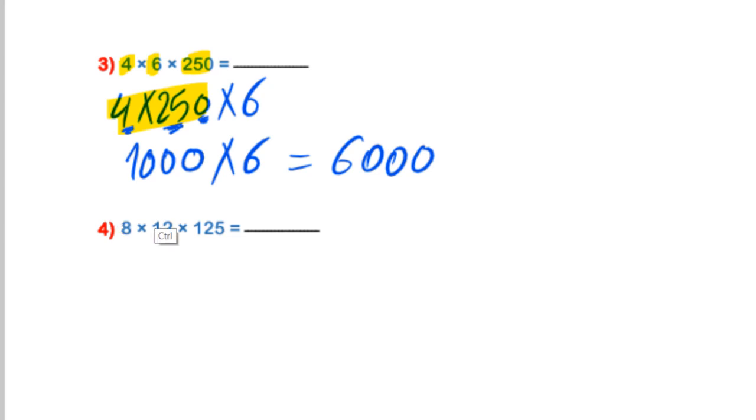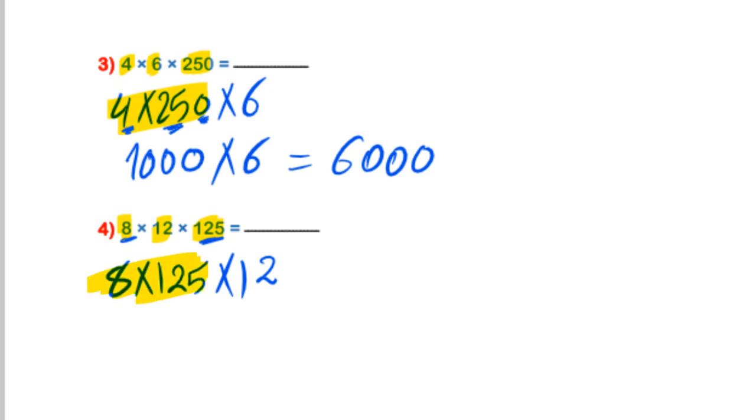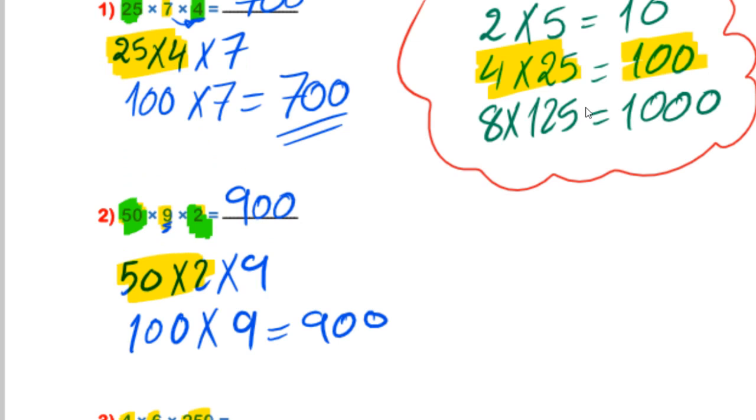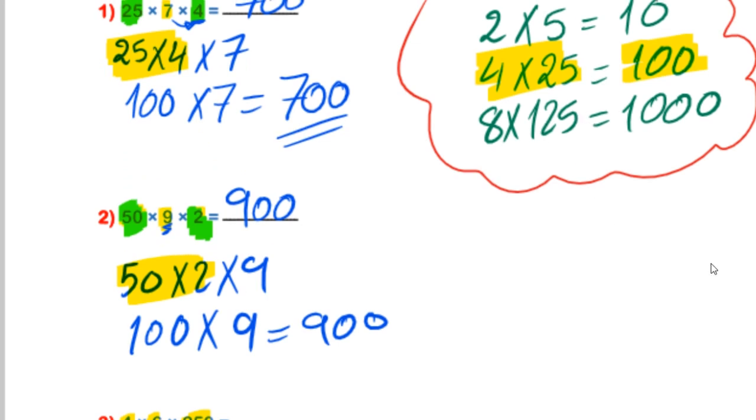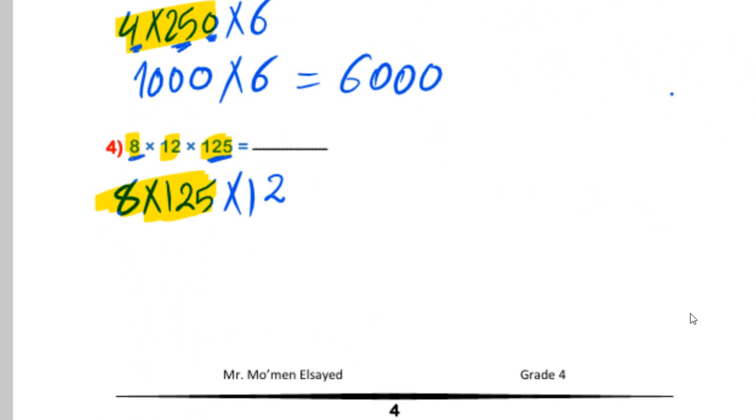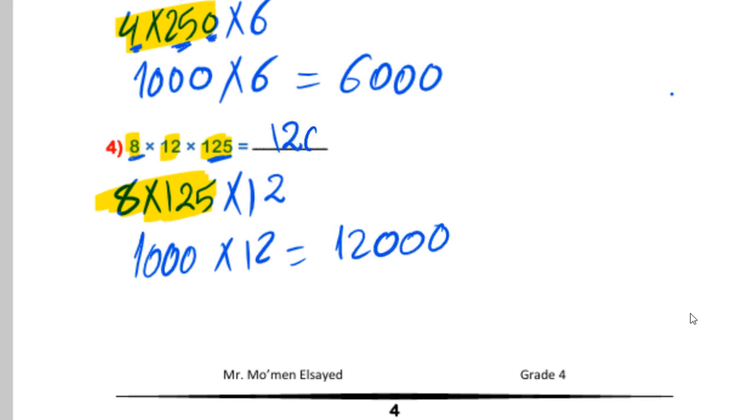We have 8 multiplied by 8 multiplied by 12 multiplied by 125. So 8 multiplied by 125 equals 1,000. So it will be 1,000 here, and multiplied by 12 equals 12,000. So our answer here is 12,000. Great job, my dear. Excellent.